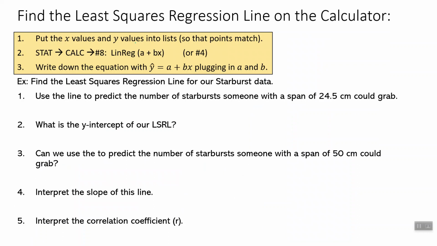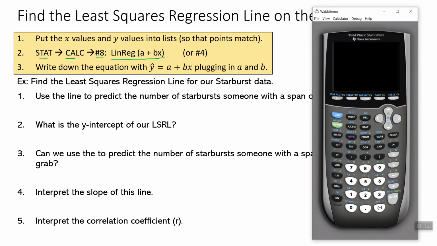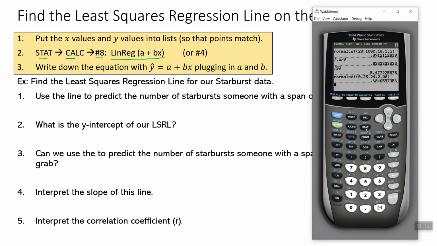So once we put the data into lists, that's step 1, we go to stat, our stat menu, go over to calculate, and then we are choosing number 8, lin reg A plus BX, because we want B to be our slope. All right, so let's see. Where's our calculator? There's our calculator. So let's turn it on. Looks like I was doing some other stat. So stats, edit, just want to make sure it's there. Look, there it is, L1 and L2. I got other stuff in L3 and L4, it doesn't matter, but it's in L1 and L2.